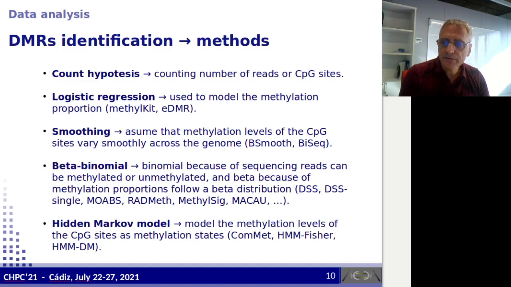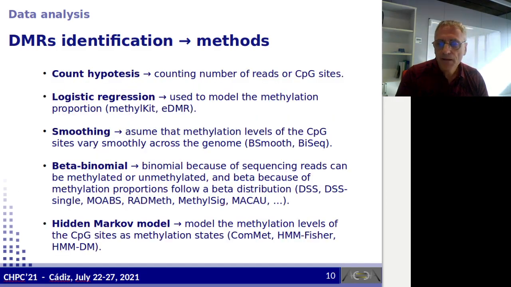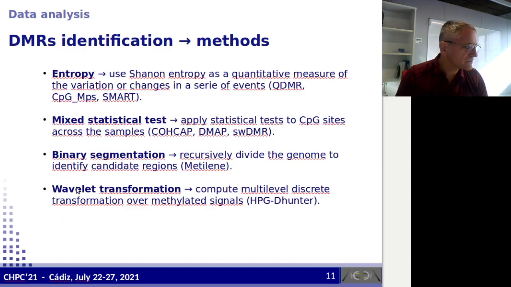There are very interesting approaches from the point of view of mathematics. Almost all the tools are focused on statistical approaches like smoothing, beta-binomial, hidden Markov models, mixed statistical tests, entropy, but there are some tools with other approaches like logistic regression, binary segmentation, or wavelet transformation. But what about the computation performance?